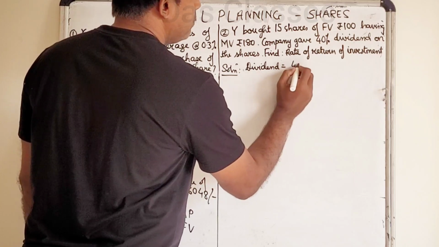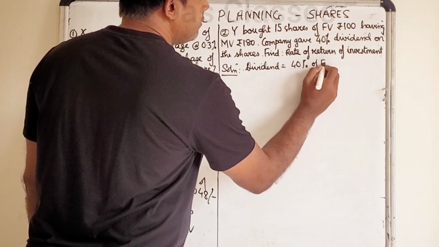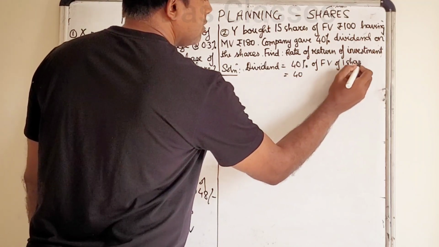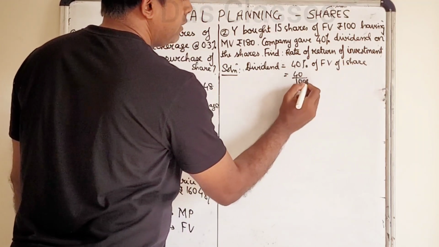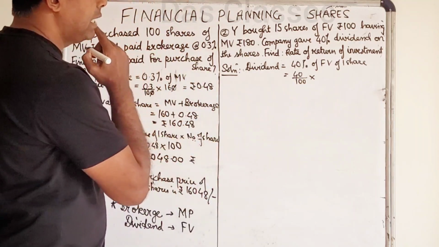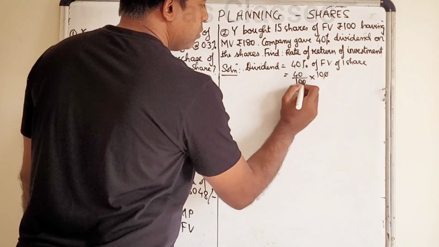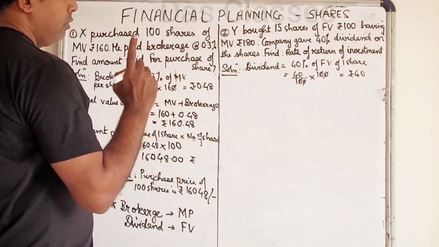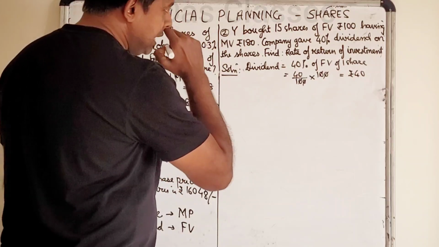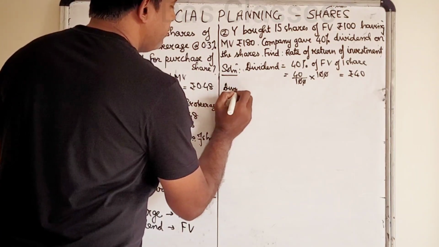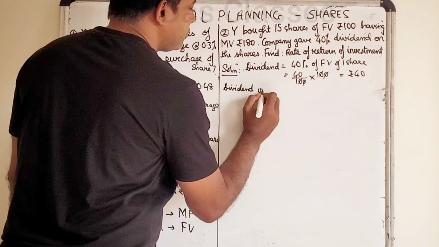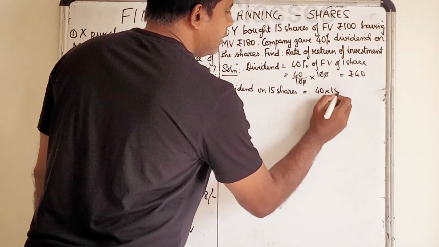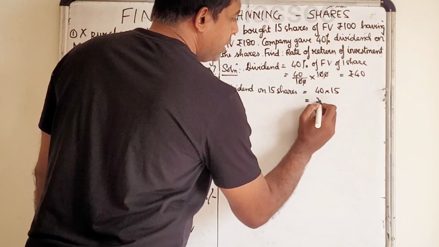So dividend is 40% of face value. So that's going to be 40 of one share. So 40% means upon 100 of face value. What is the face value of the share? It is 100 rupees. So he is going to receive 40 as dividend from one share. Now in total he has 15 shares. So dividend on 15 shares is going to be 40 into 15. That comes to 600 rupees.